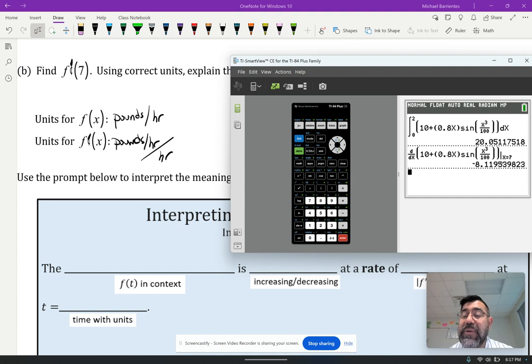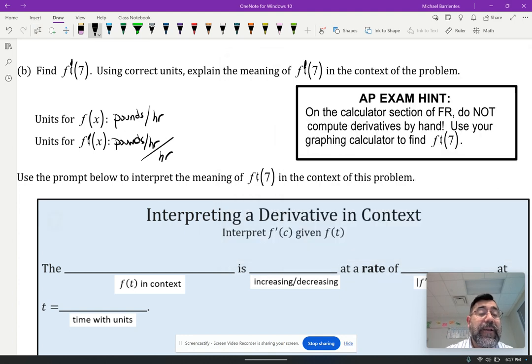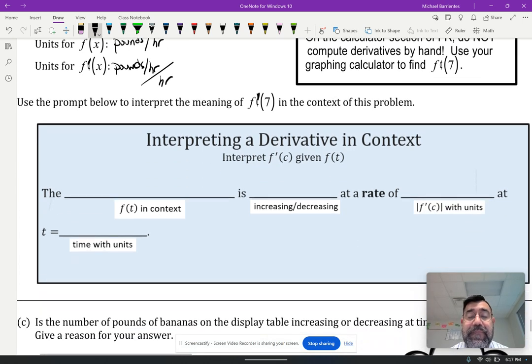I'm going to round it instead of truncate it. Truncate means we're just chopping it off and writing the first 3 decimals. Rounding means I'm looking at the third decimal, looking at one more place over to the right. Is it 5 or more? Yes, and I'm going to add 1, and that's how I got negative 8.12. So I'm going to say f prime of 7 is about negative 8.120. You could also say negative 8.119. Use the prompt below to interpret the meaning of f prime of 7 in the context of the problem.